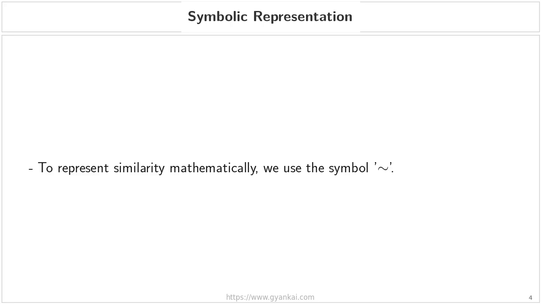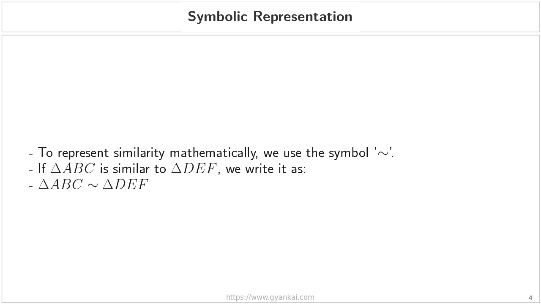Symbolic representation. To represent similarity mathematically, we use a specific symbol. The tilde, which looks like a small wavy line, written as "is similar to." So, if we have triangle ABC and it is similar to triangle DEF, we would write this as triangle ABC ~ triangle DEF.